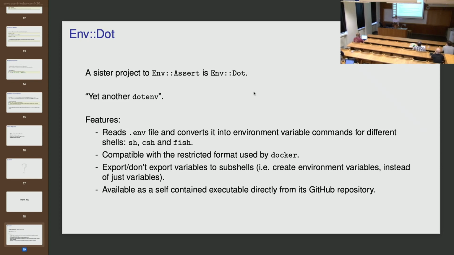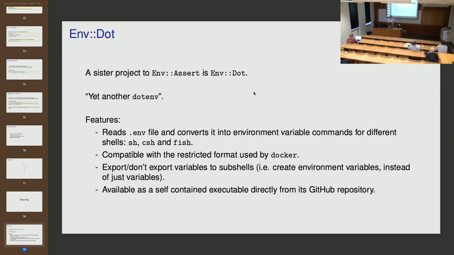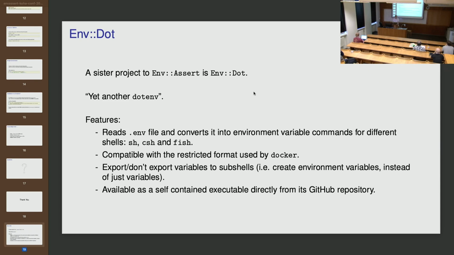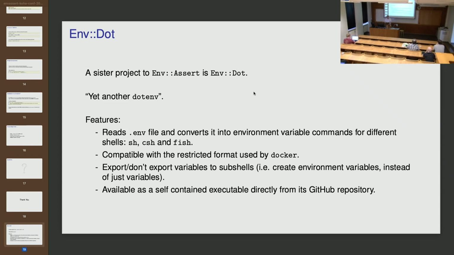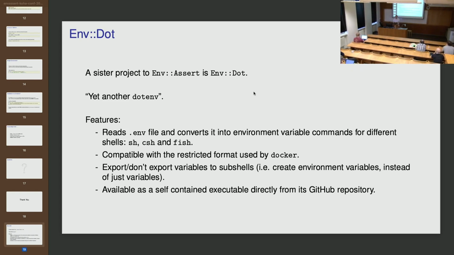Exporting or not exporting variables to subshells can also be regulated. There might be a situation when you want your variables to not become environment variables, meaning that you only want to have them active in your current shell. So in those cases, you would simply not export them, and they would still become variables. And just like Assert, env. is also available as a self-contained executable directly from its GitHub repository.